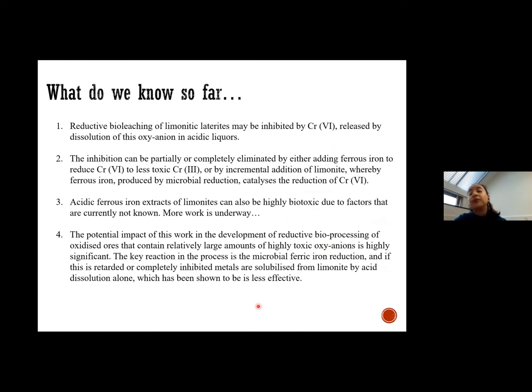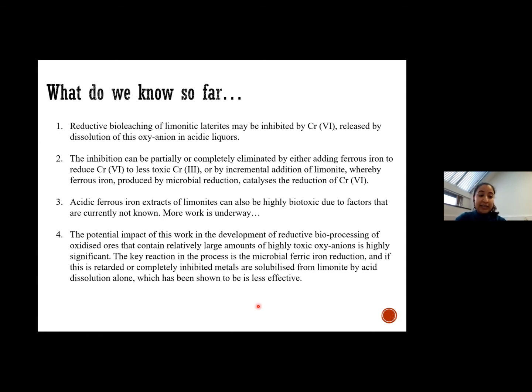So what we know so far is that the reductive bioleaching of limonitic laterites may be inhibited by chromium-6, as we could see with the two different sets of samples. The inhibition can be partially or completely eliminated by adding ferrous iron at the beginning of the bioleaching, or by incrementally increasing the pulp density of the reactor. Acidic ferrous iron extracts of the limonites can still be highly biotoxic, and we still don't know why that's happening, but there is some more work on that.